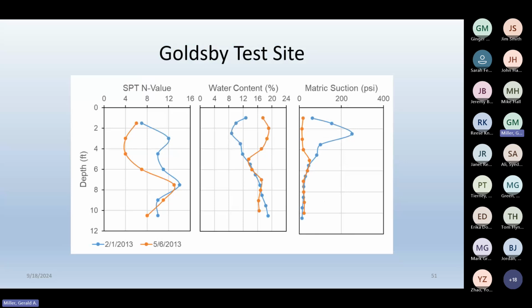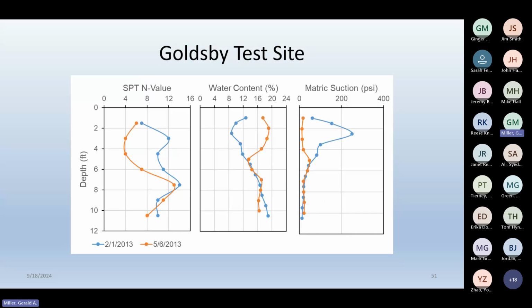Which means that if you ran your tests during the drier period, you'd be thinking, hey, that's pretty good clay. It's pretty strong clay, but if you start getting SPTN values of 4, you might rethink putting spread footings on that. So again, here's an example of how that difference can manifest itself in terms of your SPTN values.